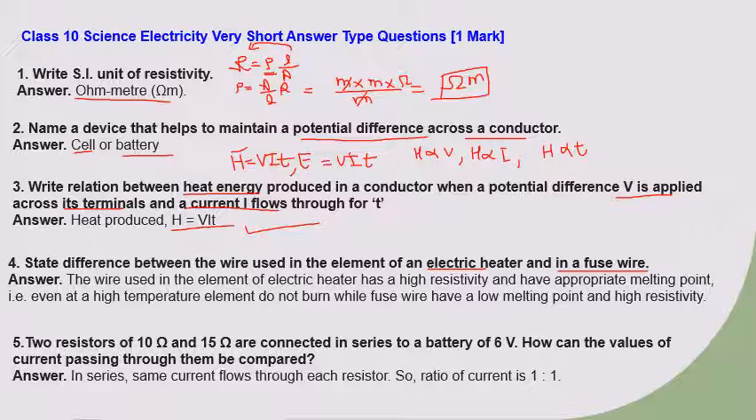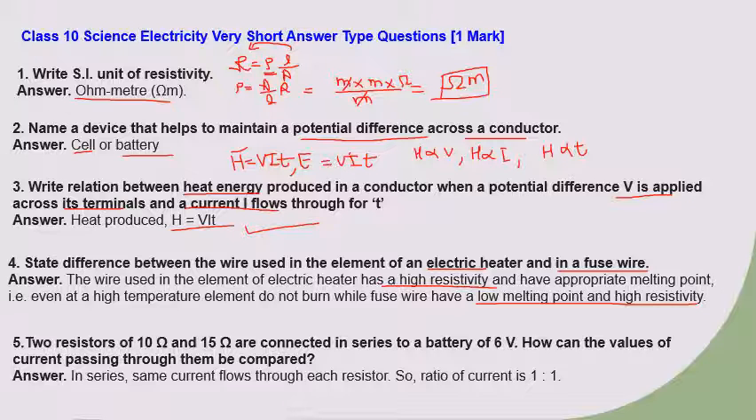State differences between the wire used in the element of an electric heater and in a fuse wire. We know that an electric heater is used for producing heat so that we can cook food on it. So we need a wire which has high resistivity, because we don't want light to be produced, we want heat to be produced, right? So a wire with high resistivity should be used in an electric heater, whereas in a fuse wire we need a wire with a low melting point and high resistivity. So this is the difference between the wires used in the electric heater and fuse wire.